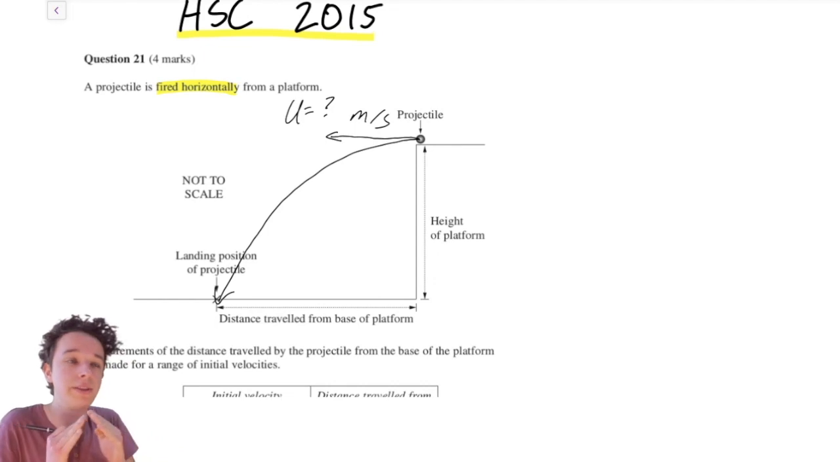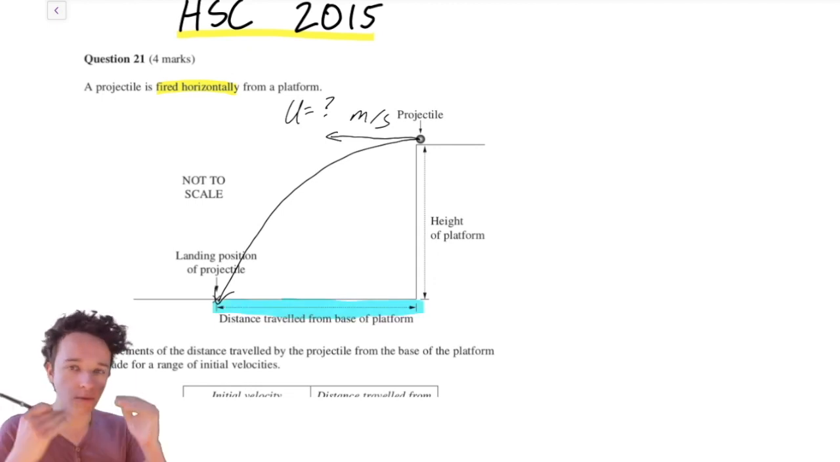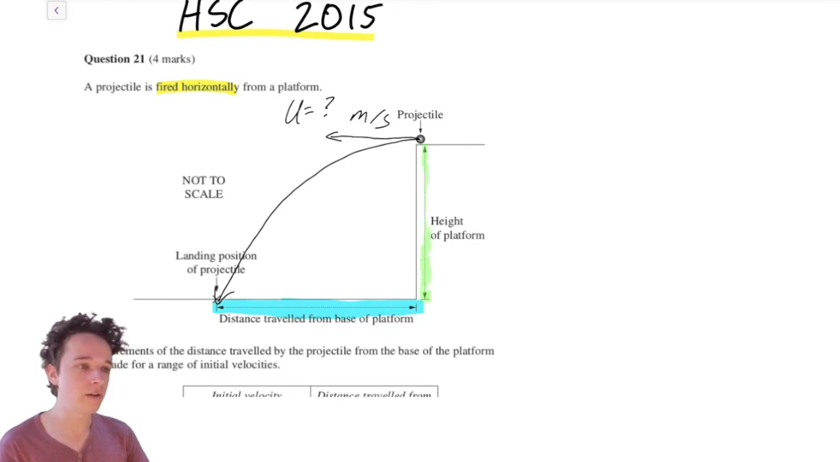Its displacement in the x component of its motion, as measured from the base of the platform, is this distance here, the distance traveled from the base of the platform. And its displacement in the y component from its initial position is going to be, in magnitude at least, equal to the height of the platform here.